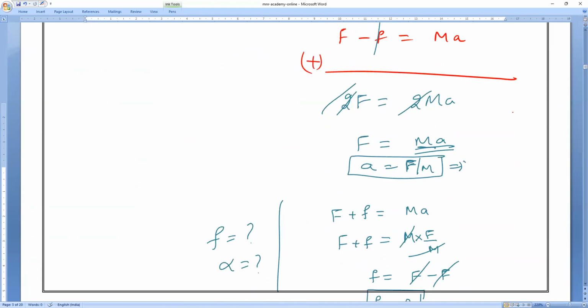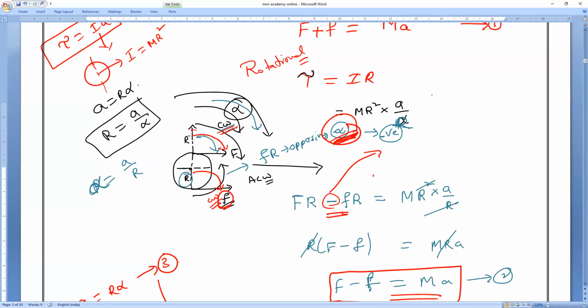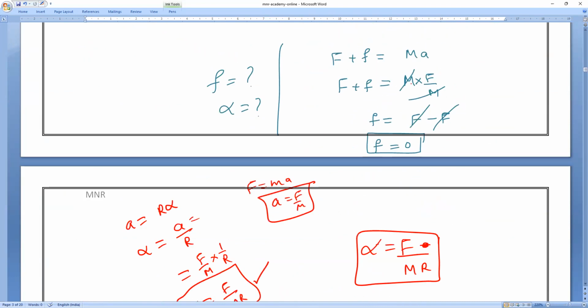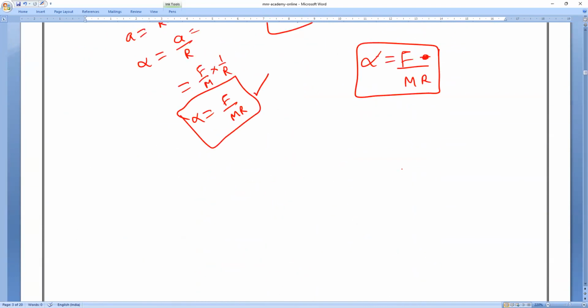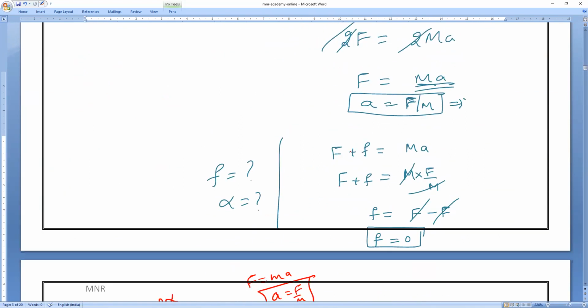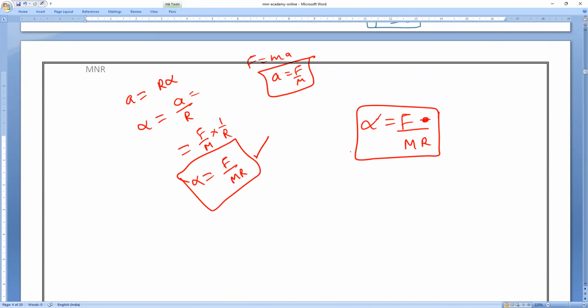So in this case, what is the frictional force? If the ring is moving with the angular acceleration alpha, then you can see the frictional force is 0, angular acceleration equals F by MR, and acceleration equals F by M. So that is what you have to do. Anybody having any doubt, you can ask me. Are you clear, everybody?